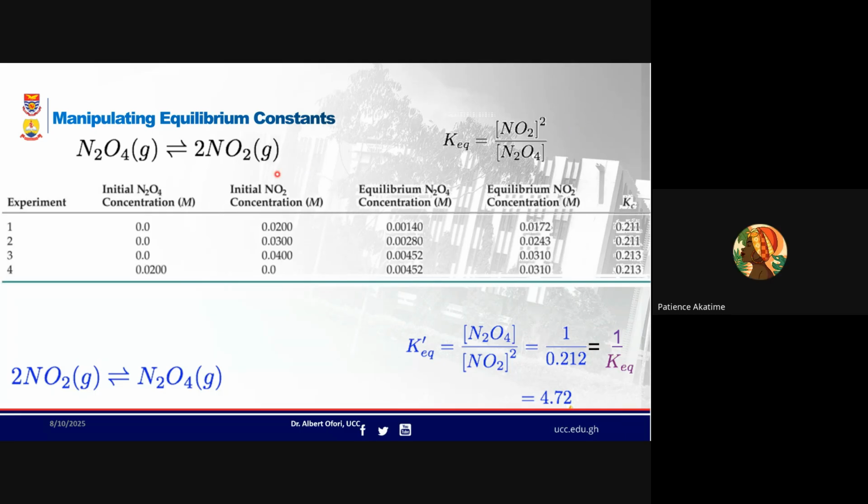Okay. Now, what happens if I reverse this equation? I write it such that it's now 2 nitrogen dioxide moving to the dinitrogen tetraoxide. What will happen to the K? How would we write it? We'll write it as the dinitrogen tetraoxide divided by the nitrogen dioxide squared. Is that correct? So what inferences can we make from that? Can somebody look at it and tell me?